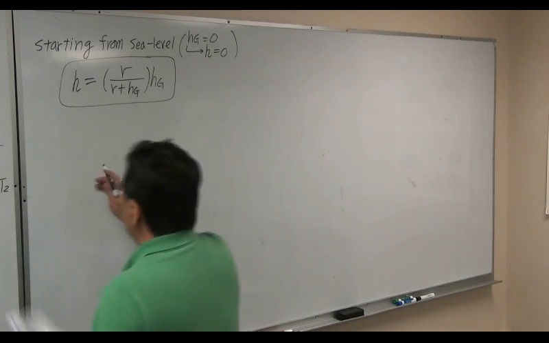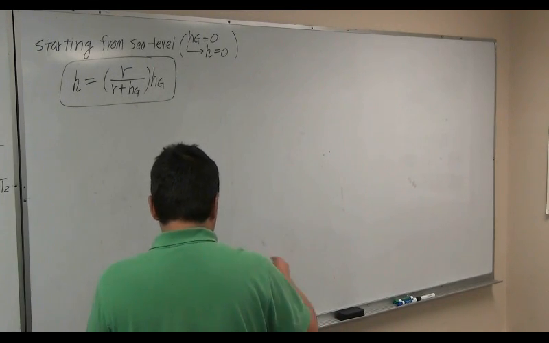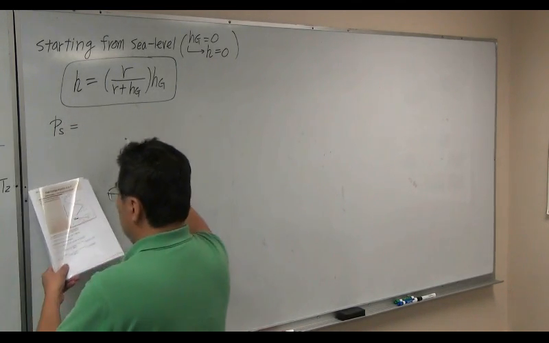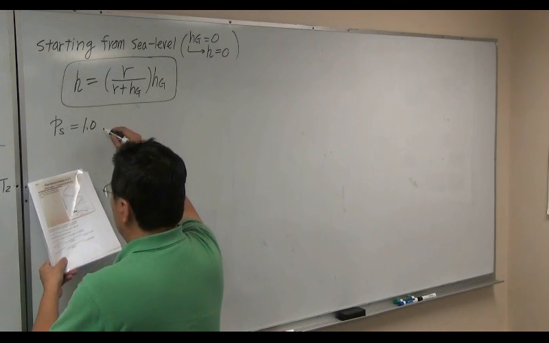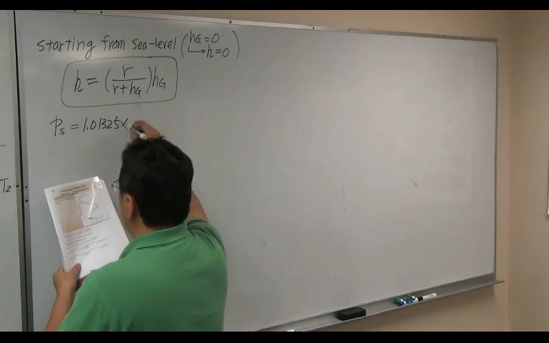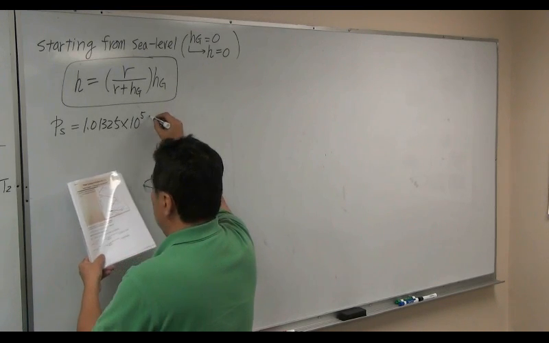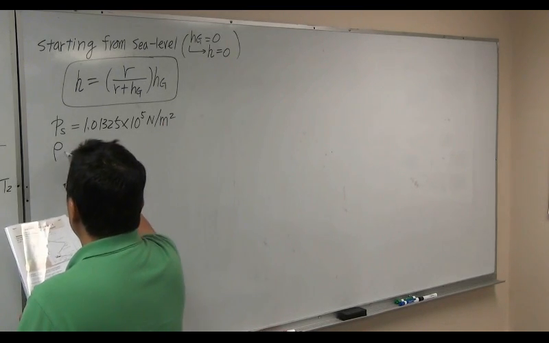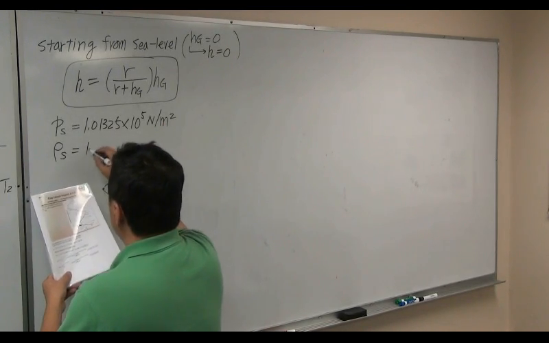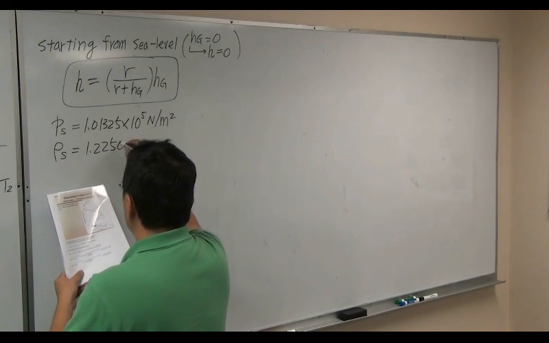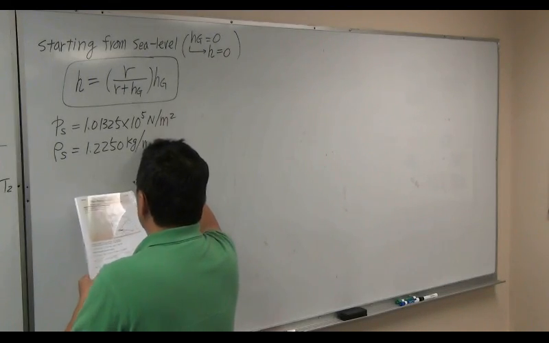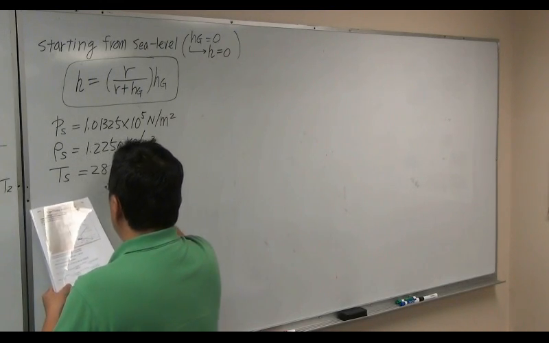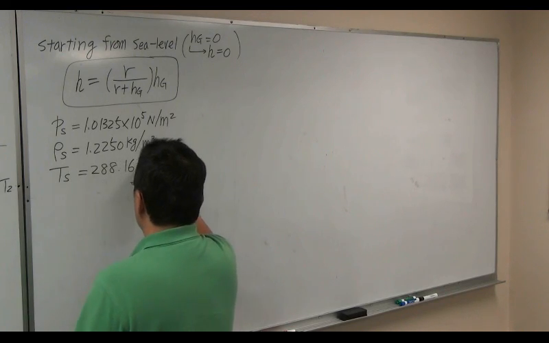Okay. So let's start from standard sea level properties, which are usually given to you. Let's call this PS, 1.01325 times 10 to the 5 Newton per meter square, which is Pascal. Density at sea level, 1.2250 kilograms per cubic meter. Temperature at sea level, 288.16 Kelvin.